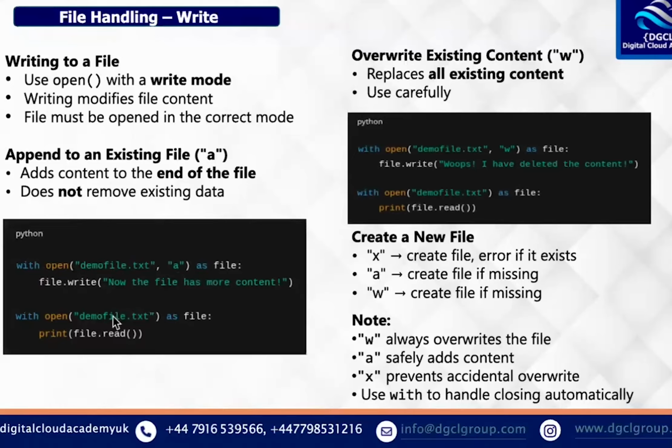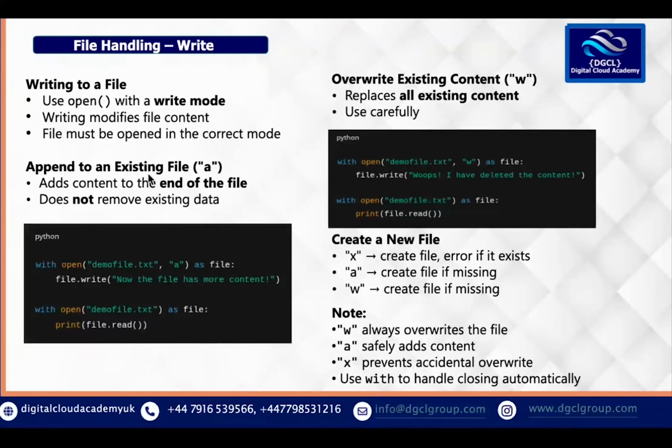A is append. From the last class, I think we did something like append. We just use this A, which means append, add content, add more to the file. You understand? You can see demo, that's the name of the file, and we just append as file. And file.read, you read it. W is overwrite, so you replace everything that was on the file before. You understand? Like making corrections.